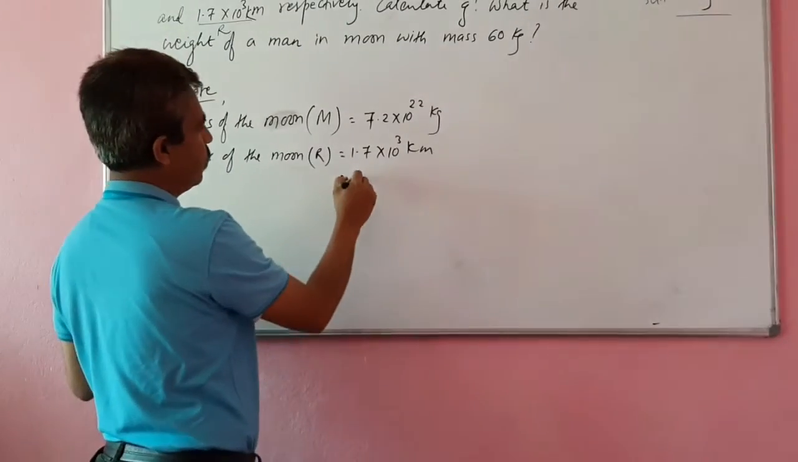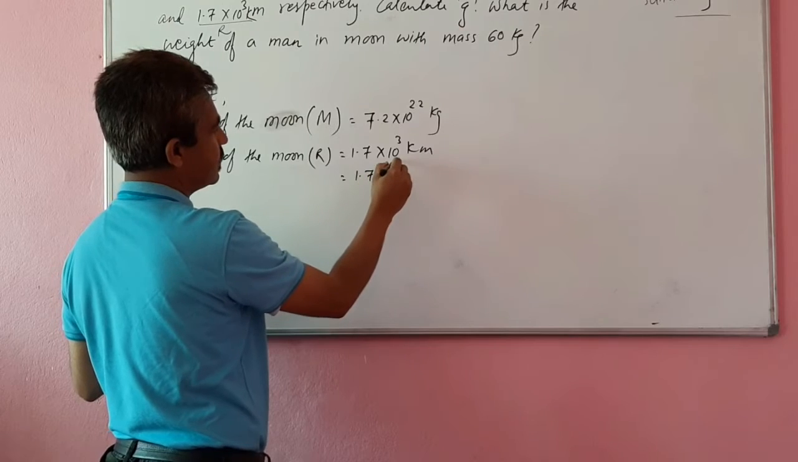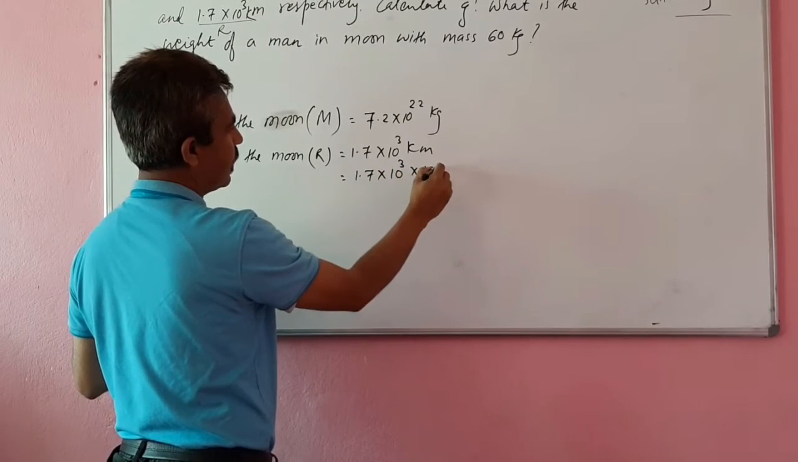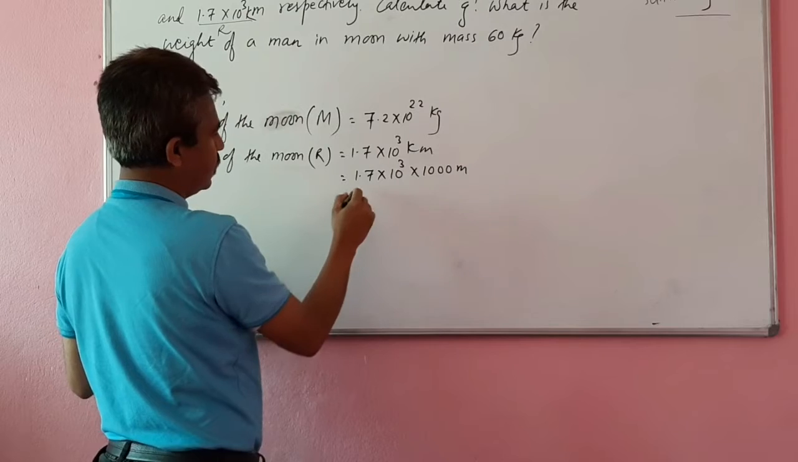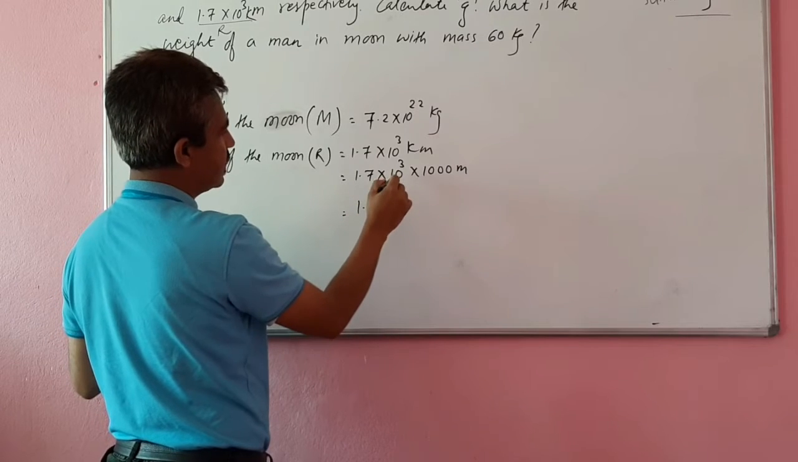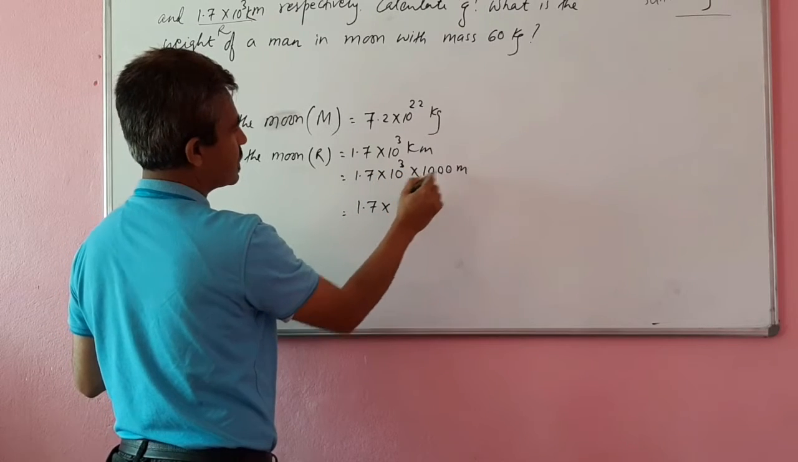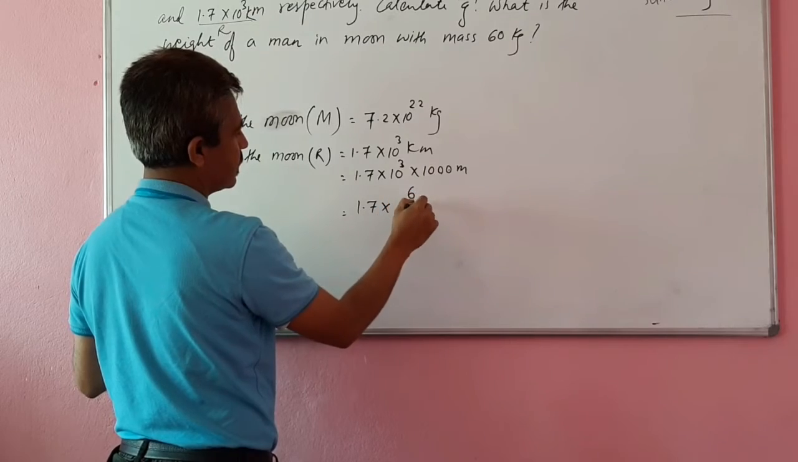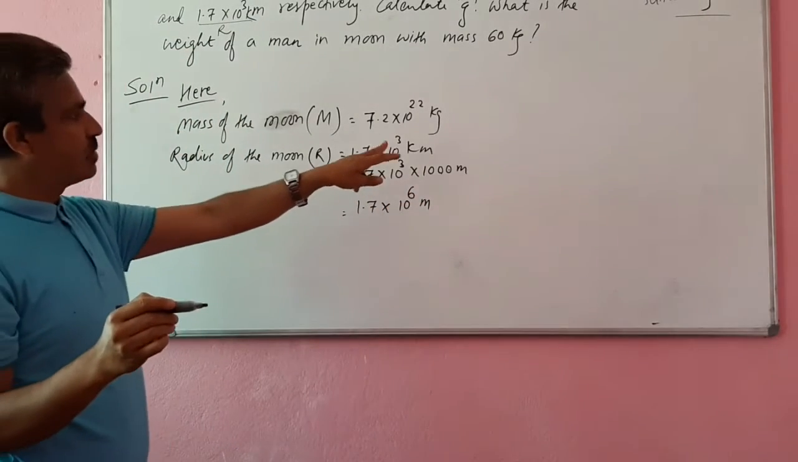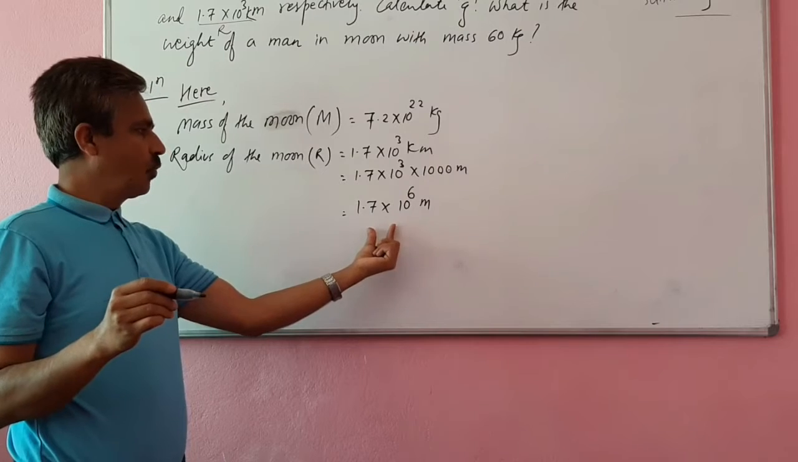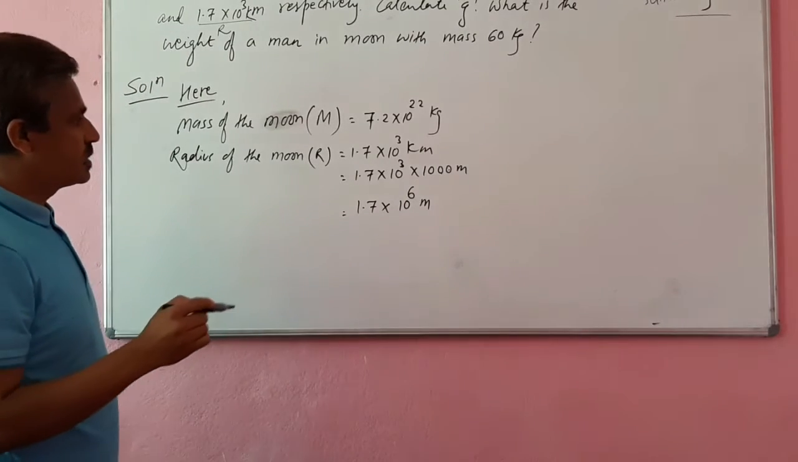How to change? 1.7 multiplied by 10 to the power 3 multiplied by 1000 meter, or you can do 1.7 times 10 to the power 3, 4, 5, 6, 10 to the power 6 meter. Right? 1.7 times 10 to the power 3 kilometer means 1.7 times 10 to the power 6 meter.